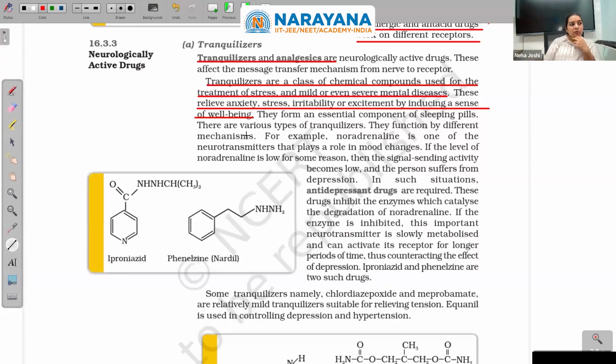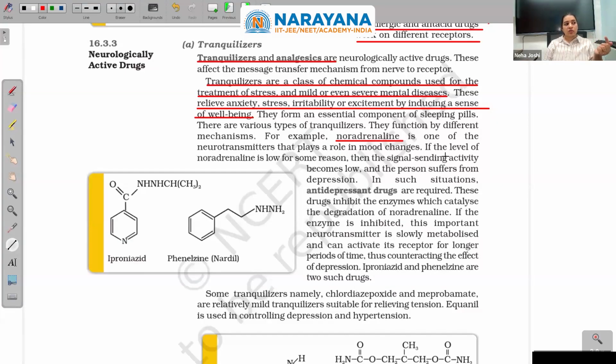They form an essential component of sleeping pills. There are various types of tranquilizers. They function by different mechanisms. For example, noradrenaline is one of the neurotransmitters that plays a role in mood swings. If the level of noradrenaline is high, people say adrenaline rush, they feel excitement, they feel energized to do something. Adrenaline rush.